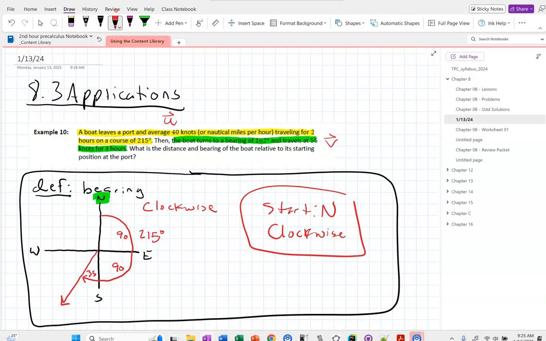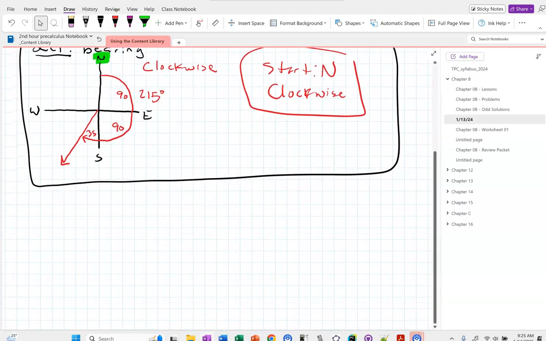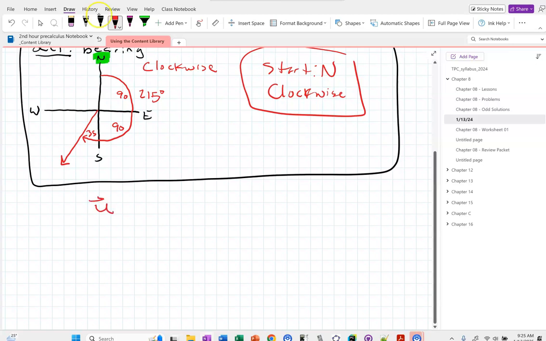And I'm going to use a vector quantity to represent these. My first order of business is going to be to resolve that information into a magnitude and a direction for each vector U and V. So I'll start with my U. It tells me that my bearing is 215.